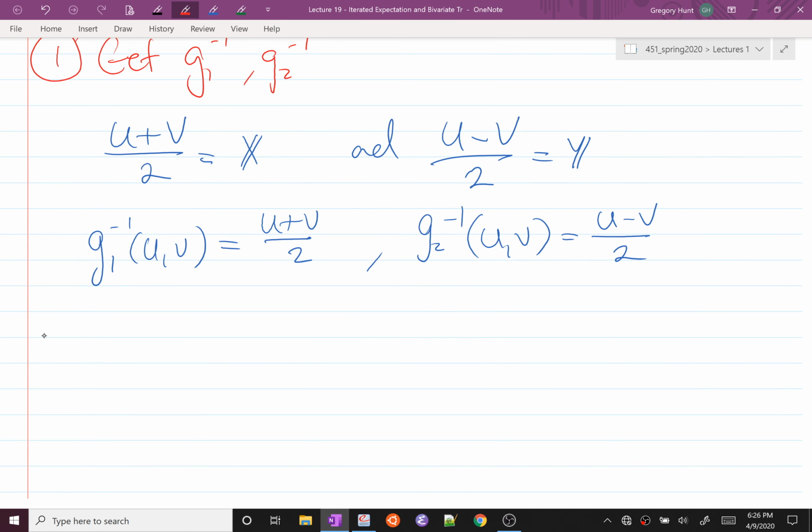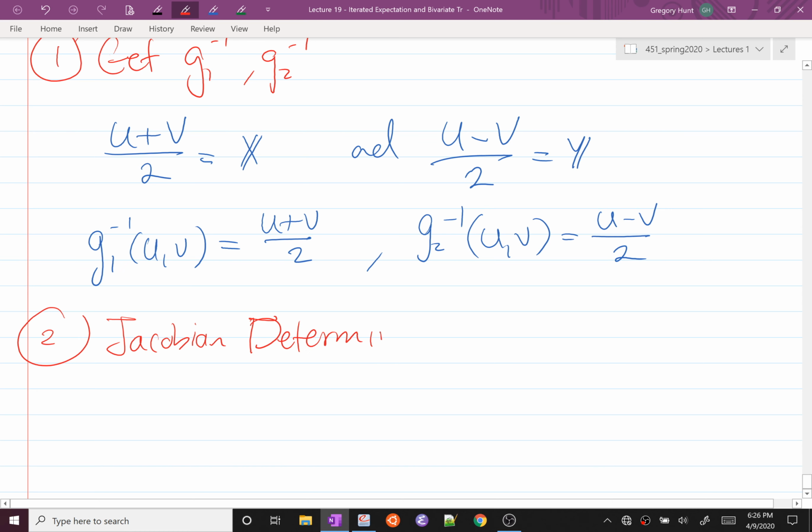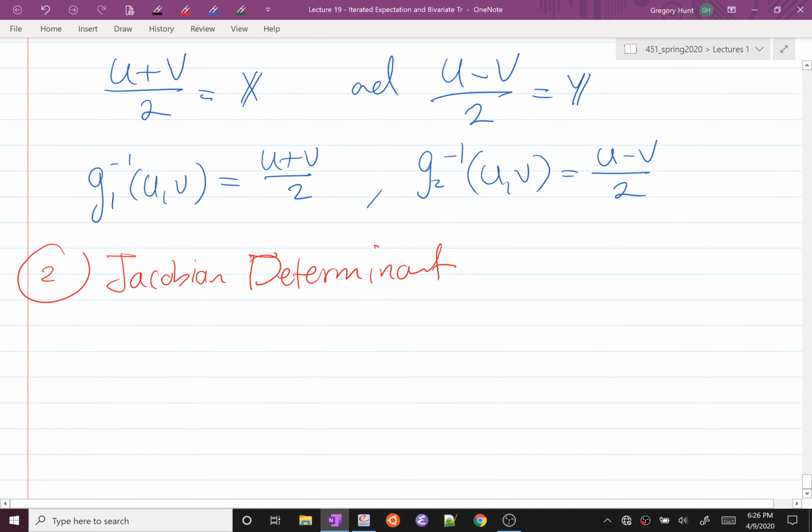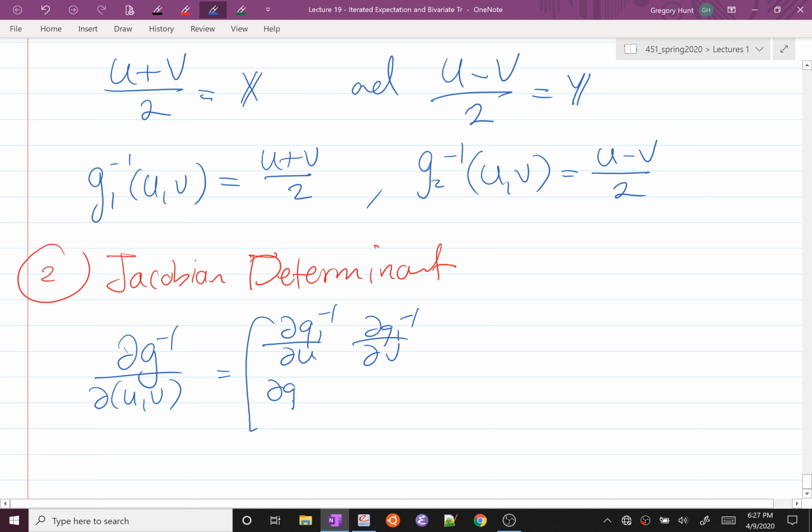What I now need is my Jacobian, or what's often called the Jacobian determinant, because it's the determinant of the Jacobian. And we can calculate that. I denote it as g inverse derivative with respect to u and v. And to recall, it's dg1 inverse du, dg1 inverse dv, dg2 inverse du, dg2 inverse dv.